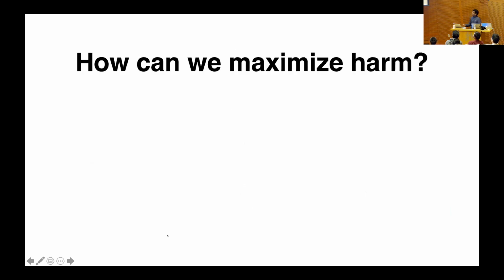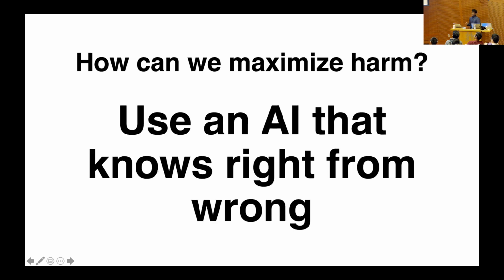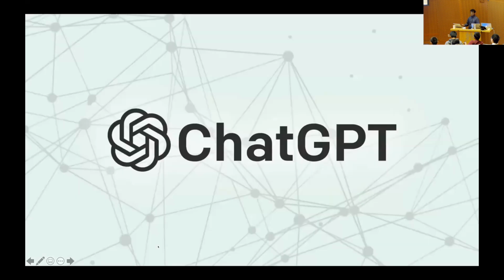So when we go back to our question of how do we maximize harm, we want to use an AI that knows right from wrong. We don't want a Bob that guesses correctly half the time and guesses wrong half the time. We want a model that knows what's the right thing and always does the right thing. And some of us are familiar with such an AI, ChatGPT.